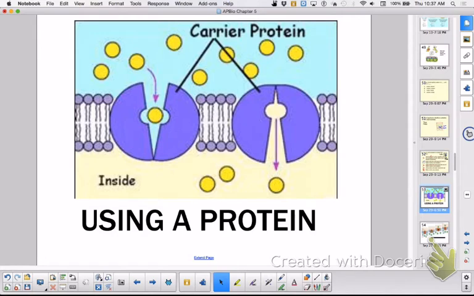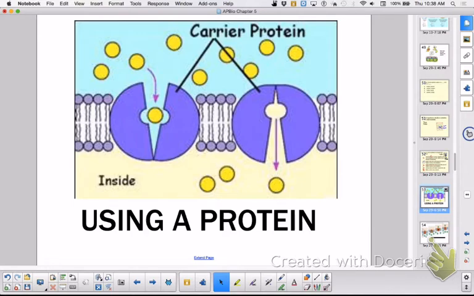This is an example of facilitated transport because you're using a protein to do diffusion, going from a higher concentration to a lower concentration. This right here would not require energy because we're going with the gradient. Now, generally speaking, when you do facilitated transport, you're just using a channel, but you could use a carrier. Generally speaking, it's a channel when you're doing facilitated transport.